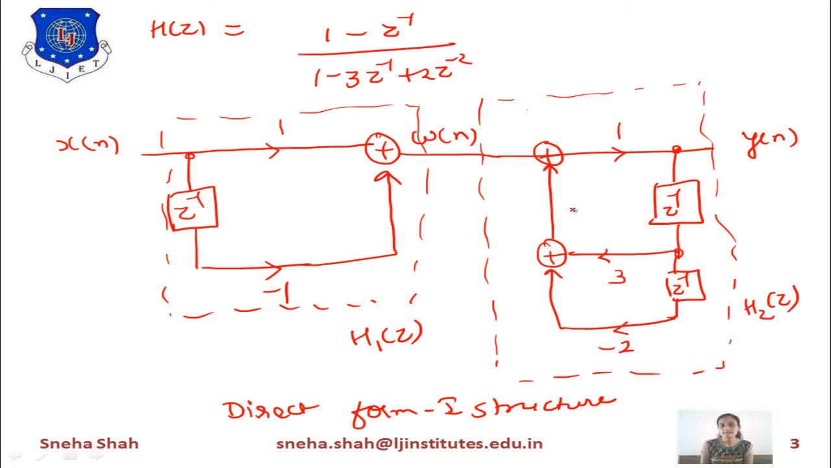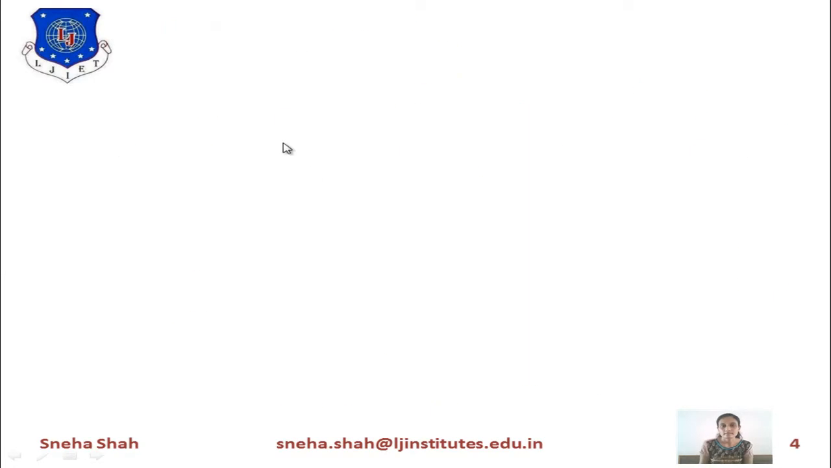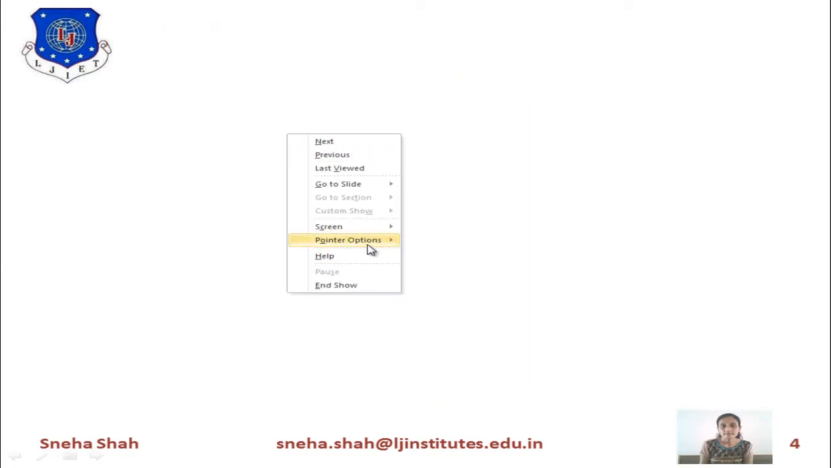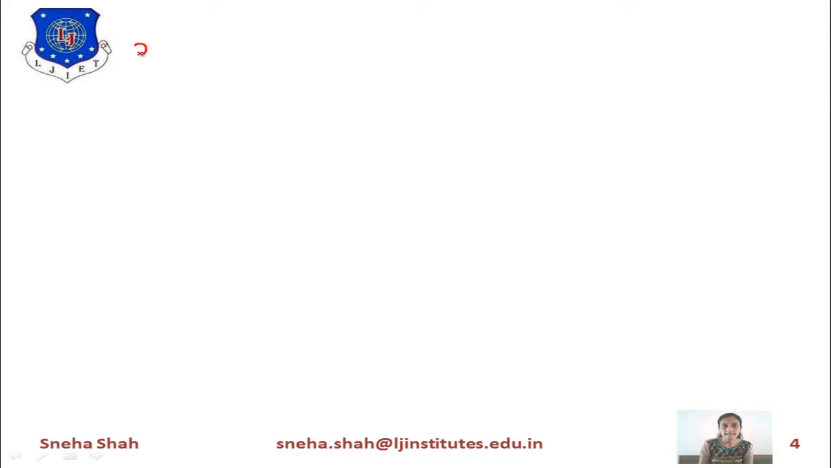Now in this, if we rearrange or reorder this part, taking this first and this part second, then we can draw the direct form 2 structure. So I will draw the direct form 2 structure directly. In this I will start from this plus, z inverse, plus. So I will draw it directly like this.